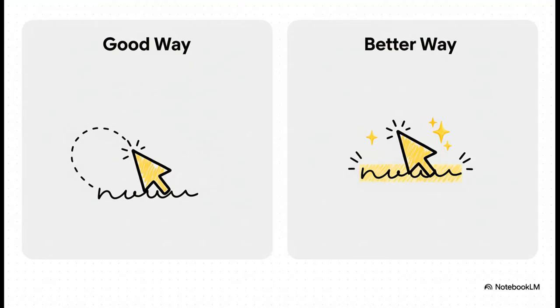For selecting just one word, most of us just drag the cursor over it. And hey, that works, it's fine, but there's a much cleaner, much faster way. Just move your cursor over the word you want and double-click it. Boom, the entire word is selected, instantly. It's a tiny change that makes a huge difference.